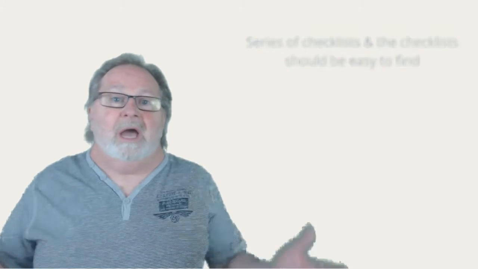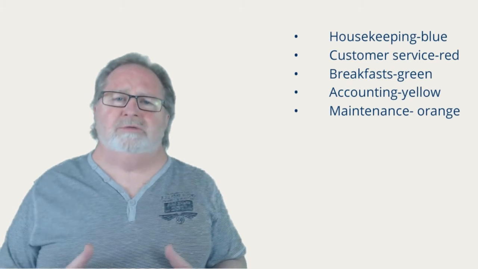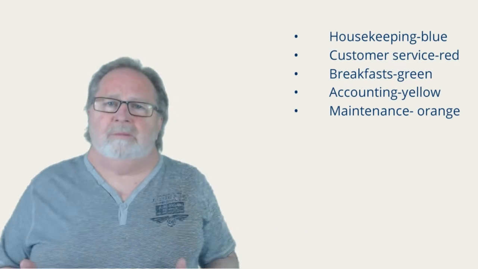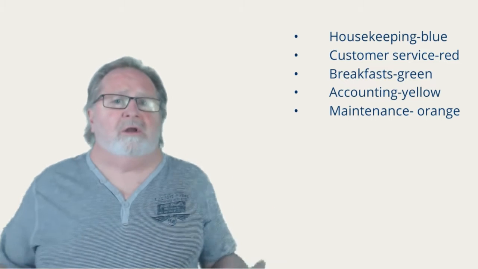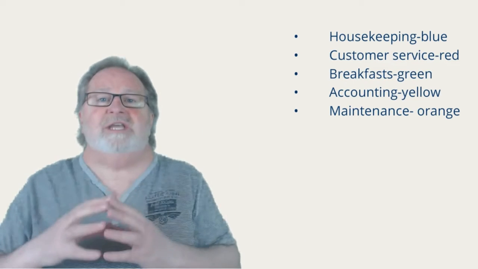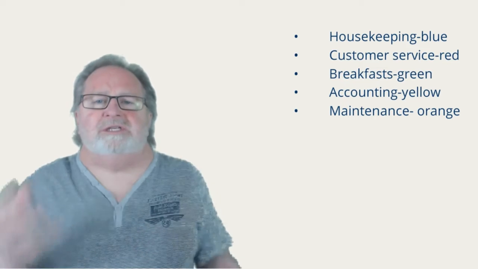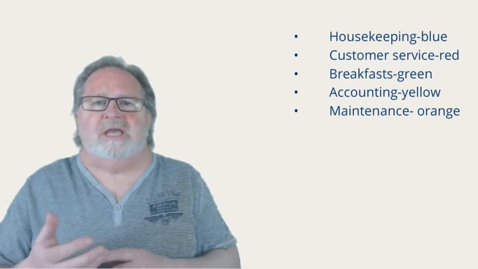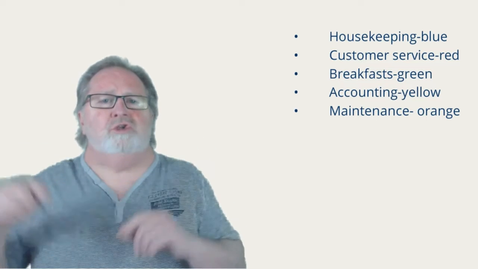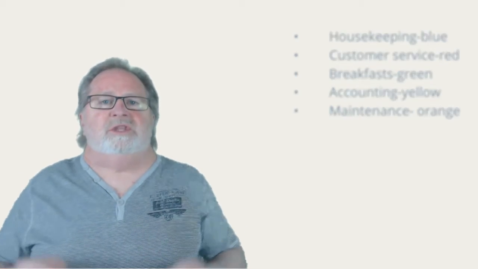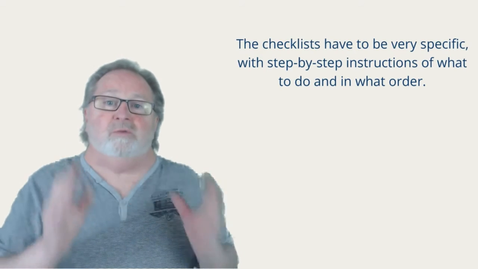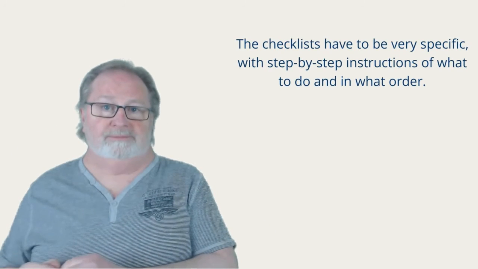For example, housekeeping blue, customer service red, breakfast green, accounting yellow, maintenance orange, and on and on. You get the idea. Each checklist details the specific steps each housekeeper, front desk agent, maintenance person, accountant, etc., must do to complete their job. The checklists have to be very specific, with step-by-step instructions of what to do and in what order.